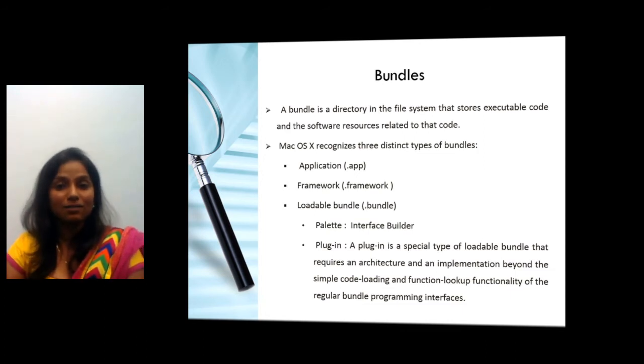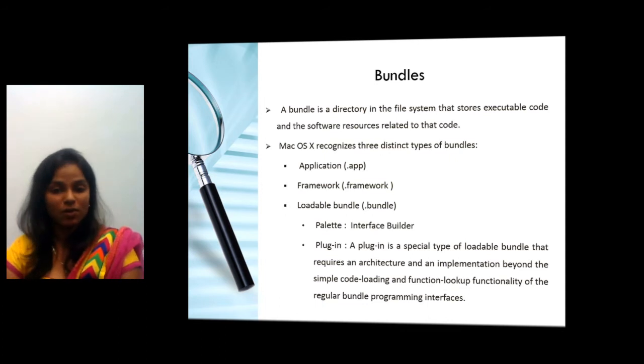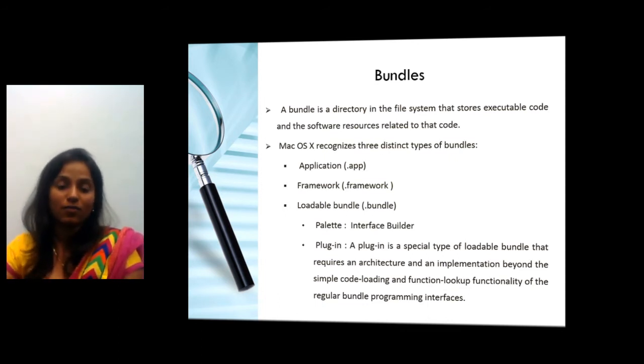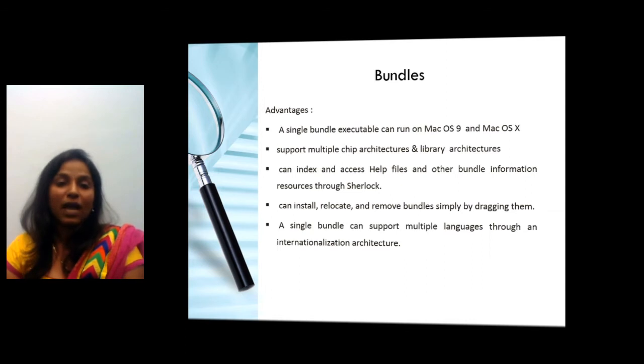Bundles. A bundle is a directory in the file system that stores executable code and software resources related to that code. Mac OS X recognizes three distinct types of bundles: application, framework, and loadable bundles. Application bundles always have the .app extension, frameworks the .framework extension, and loadable bundles the .bundle extension. Loadable bundles are again divided into two types, palette and plugin. The palette is used to develop Interface Builder, whereas a plugin is a special type of loadable bundle that requires architecture and implementation beyond the simple code loading and function lookup functionality of the regular bundle programming interfaces.